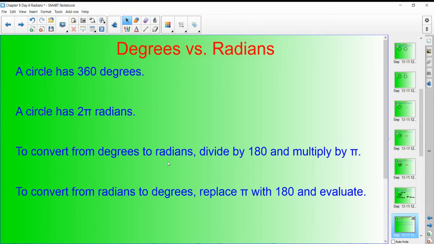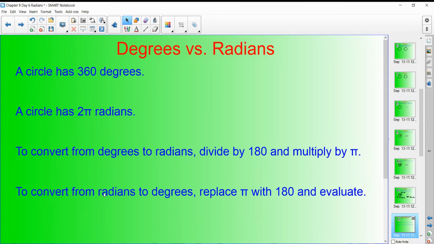Now to convert from degrees to radians, we're going to divide by 180. We're going to make a fraction, simplify the fraction, and multiply by pi. So radians a lot of times is in terms of pi, like 2 pi or 1 pi or pi over 6.